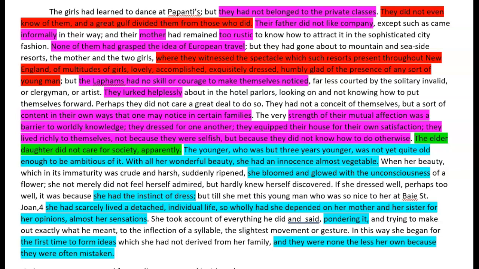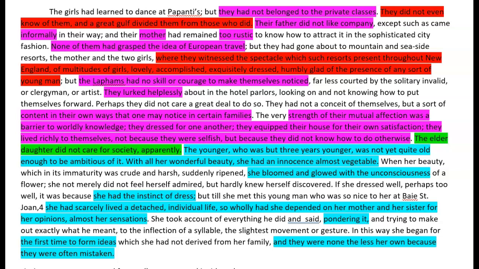But then you get the idea that they had no skill or courage to do that themselves. So it's not that they're critical of those other girls, it's that they lurked helplessly trying to make friends. And it said perhaps they didn't care to.